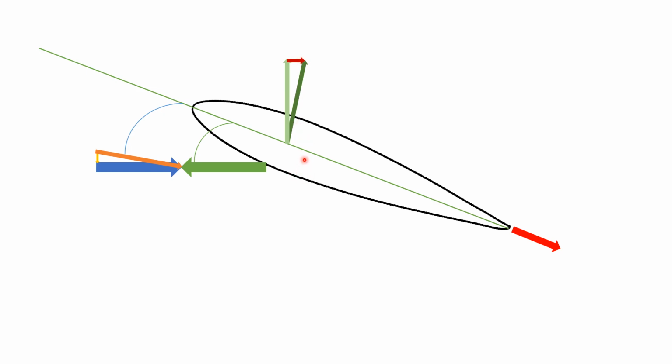Now we counter this, or actually the computers counter this, by adding more power from the engines. So what we see here is torque. This is going to account for the torque that is required to keep the aircraft, or to keep the rotor system spinning at the same speed.